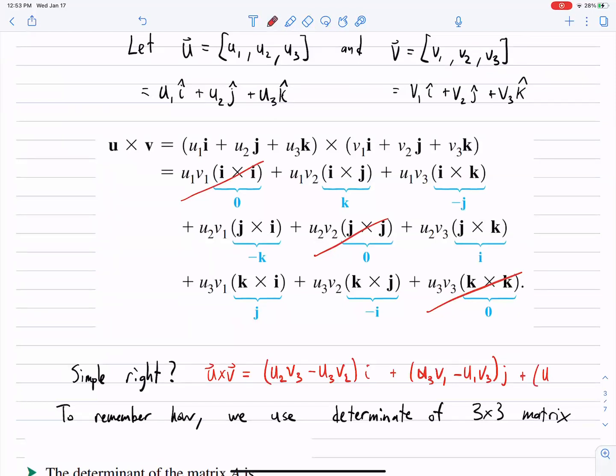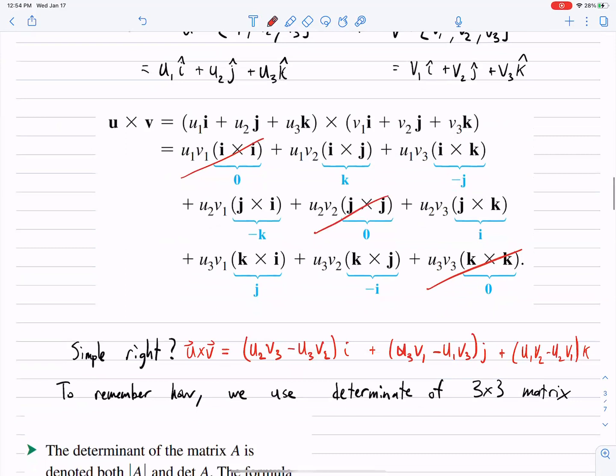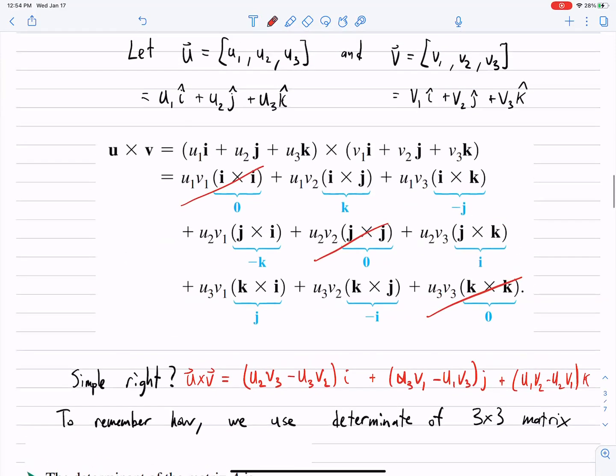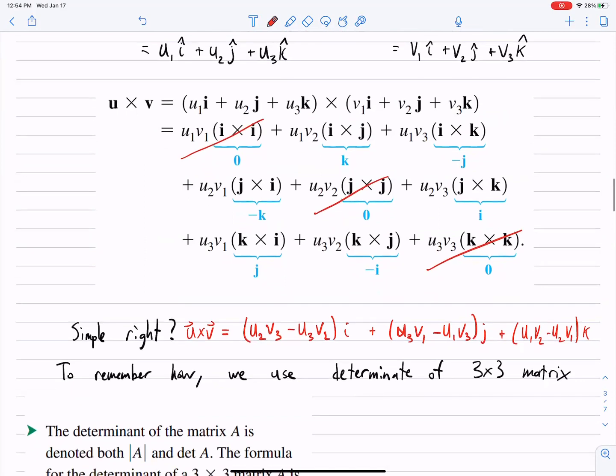U1 V2 minus U2 V1. I should move this over. And that's a K. And so that's pretty complicated to do. And so to remember it, we use what's called the determinant of a 3 by 3 matrix.